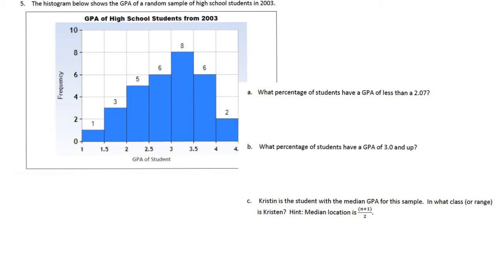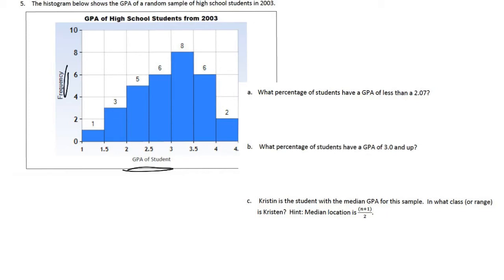All right, this video is going to talk about reading histograms, a little bit of standard deviation, and finding percentages from a chart. So number 5 on our review, we have a histogram below that shows the GPA of random high school students in 2003. The GPA of the student is along the x-axis, and the frequency, how many students were in that class, is along the y-axis.